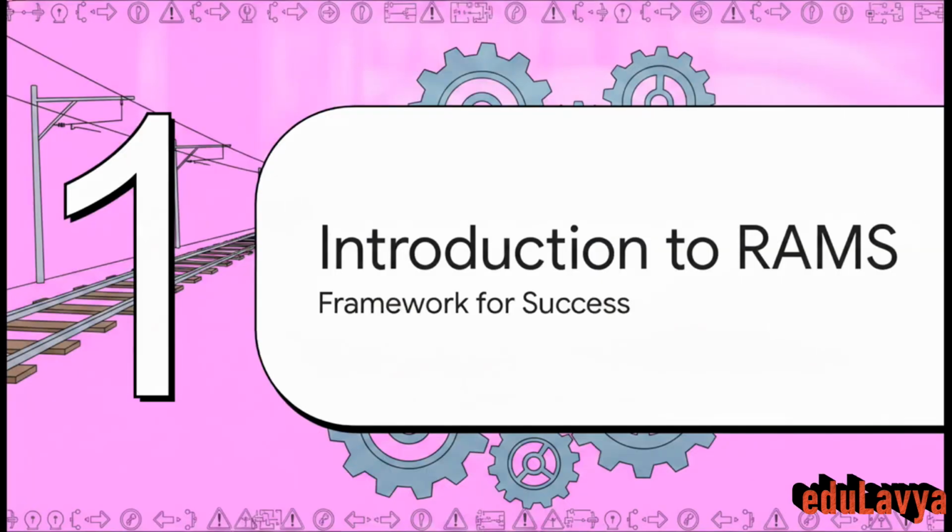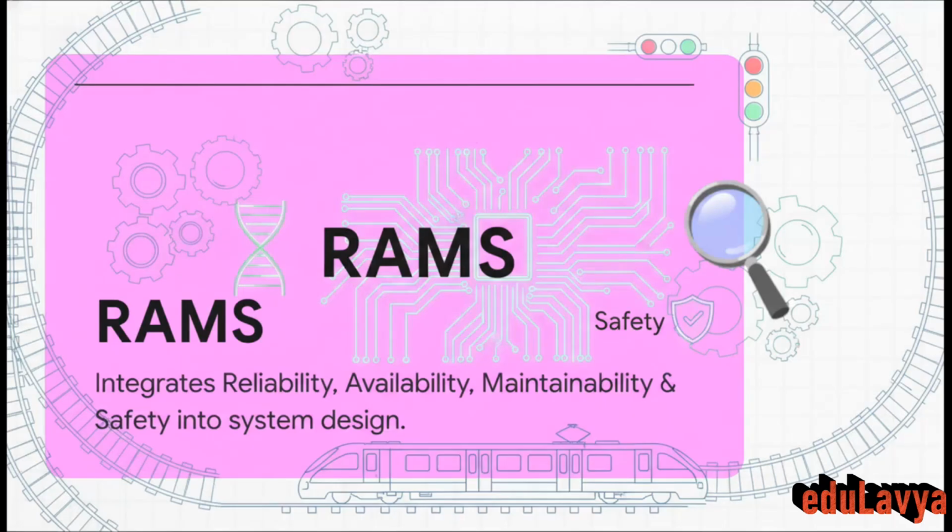Part 1. Introduction to RAMS. So, what exactly is RAMS? Well, RAMS is an engineering discipline that integrates reliability, availability, maintainability, and safety into the inherent design of a system to ensure it successfully meets its operational objectives. The absolute key phrase there is inherent design.